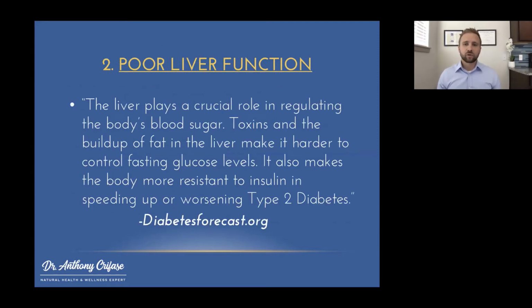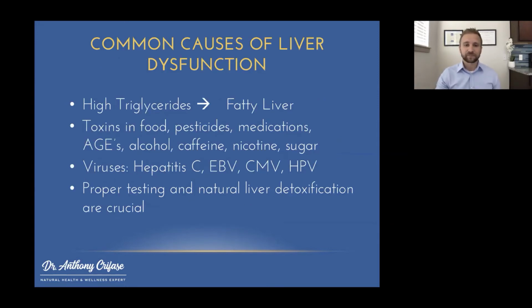So the liver plays a crucial role in regulating the body's blood sugar. Toxins and the buildup of fat in the liver make it harder to control fasting glucose levels. It also makes the body more resistant to insulin. It's speeding up or worsening type 2 diabetes. And this was a quote from diabetesforecast.org. Now, we talked about how when you have an increased toxin load, this places more stress on the liver and thereby also places more fat deposition. You can see the liver plays a crucial role in blood sugar as well.